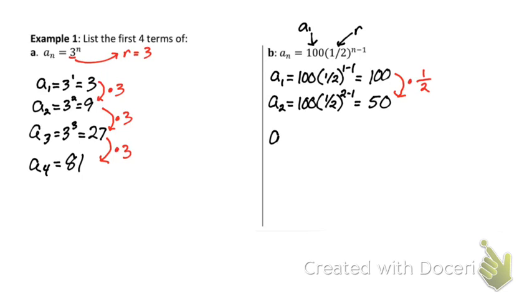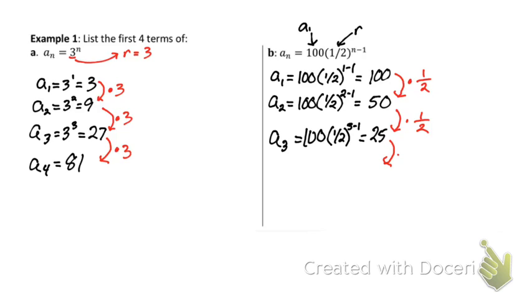And once I know the pattern, it makes it pretty easy because I don't even have to write this stuff out. I can just immediately go to the fact that this should be 25. I mean, we can check it. 100 times 1/2 to the 3 minus 1. Well, that's going to be 1/2 squared, which is 1/4. 1/4 of 100 is 25. So it is times 1/2.